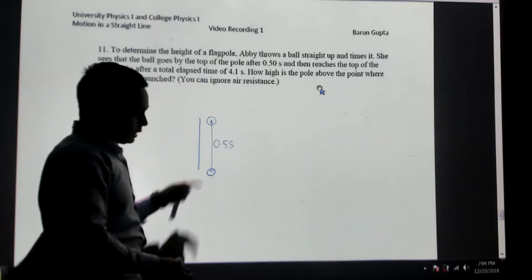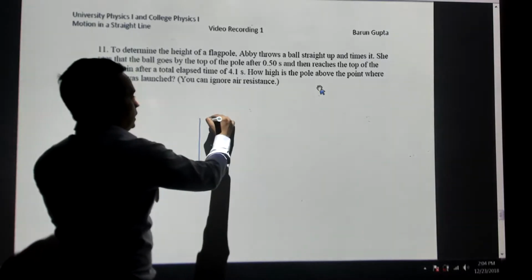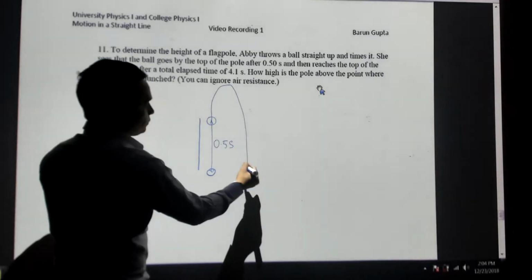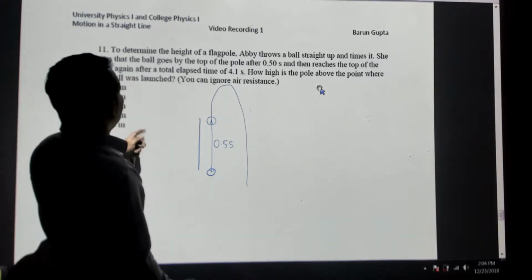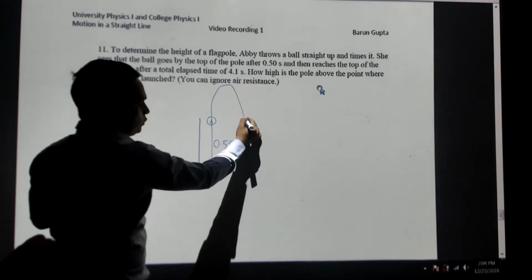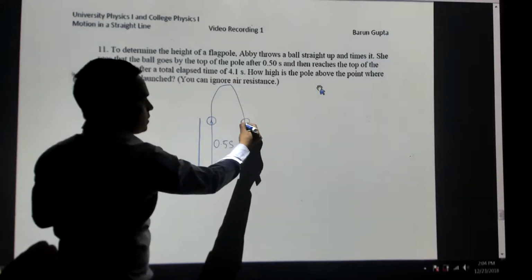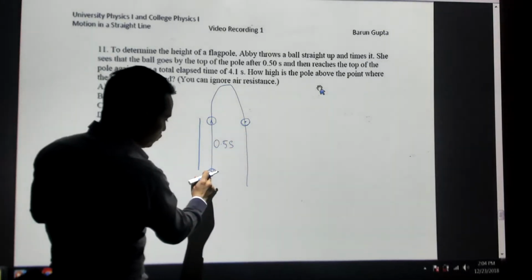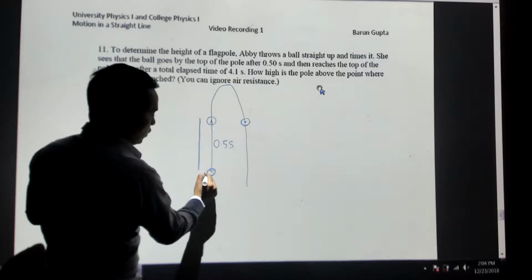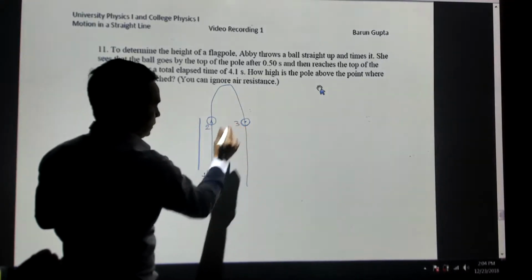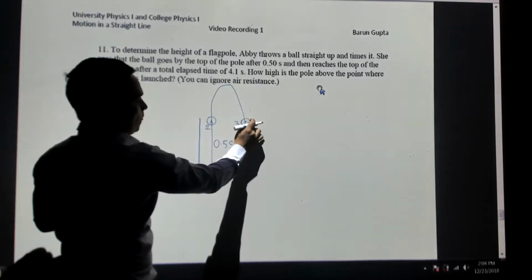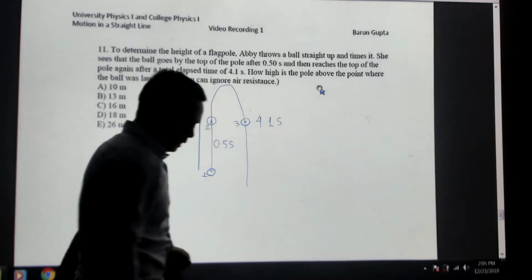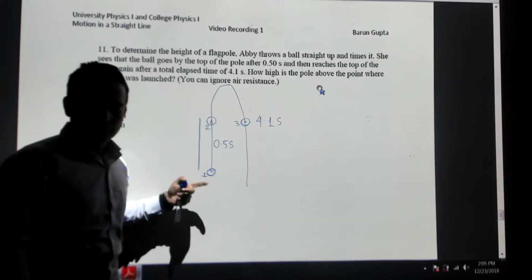Once it gets there, it can keep going up, and at a certain point it starts falling back again. Once it's coming back, you again measure the time when it is at the height of the pole. This is point 1, this is point 2, and this is point 3. From point 1 to point 3, the time is 4.1 seconds. Now you need to find the height of the pole.